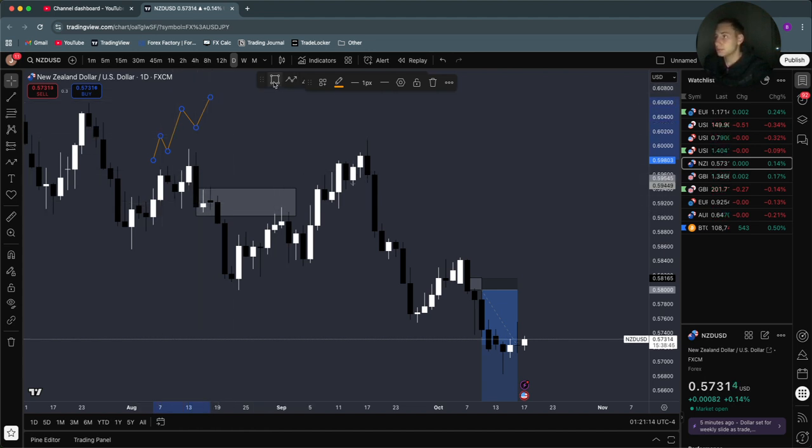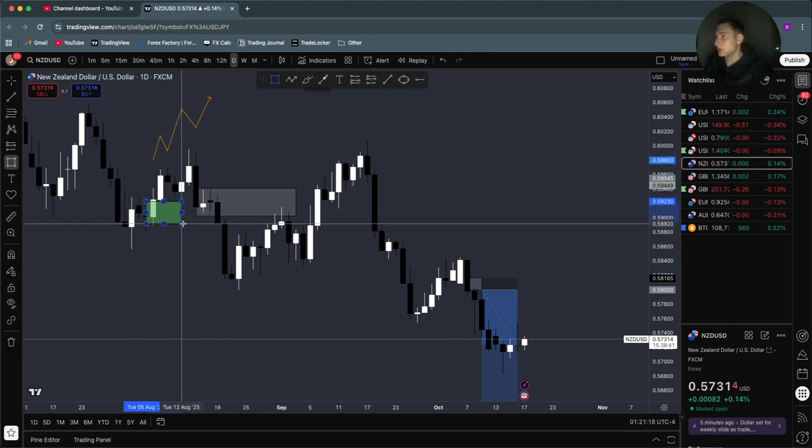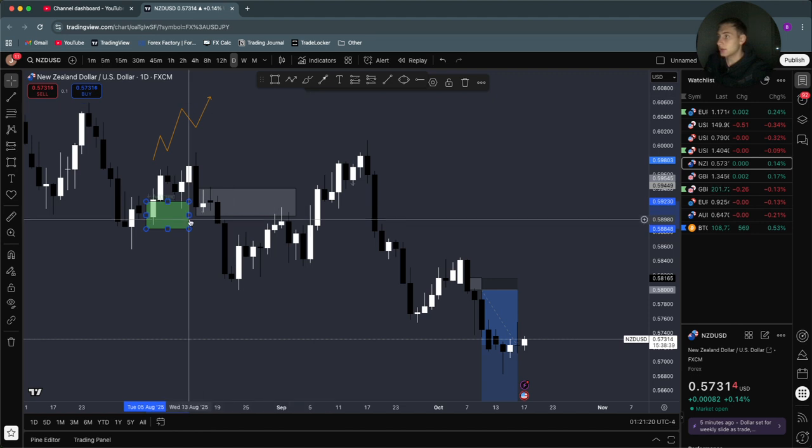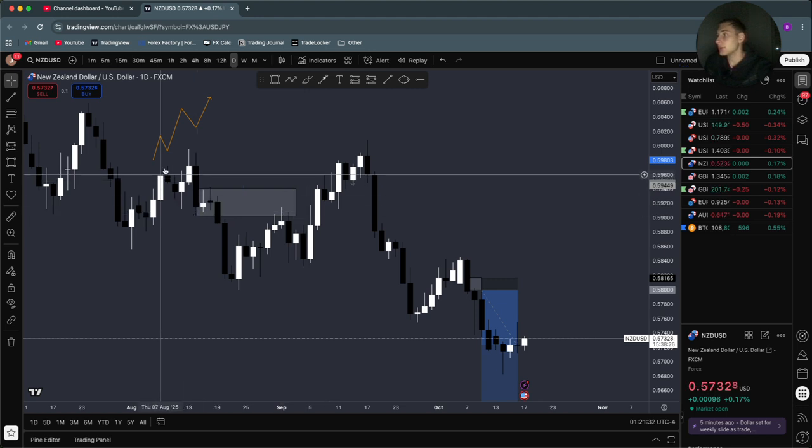Then what you would do is pretty much mark out your zones. I don't like the color of that, but we'll just keep it like that for the sake of this video. You would mark out your zones, but this is going to be a separate video. And then you would do the same exact thing on those time frames, but we can do this a little later on in the video.